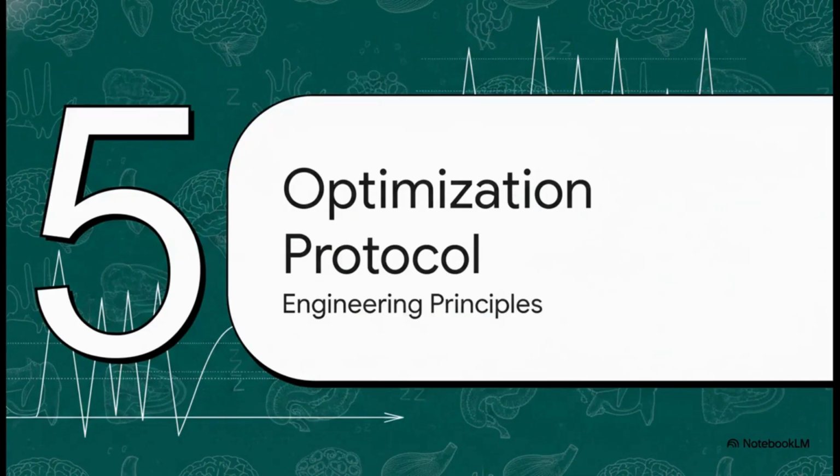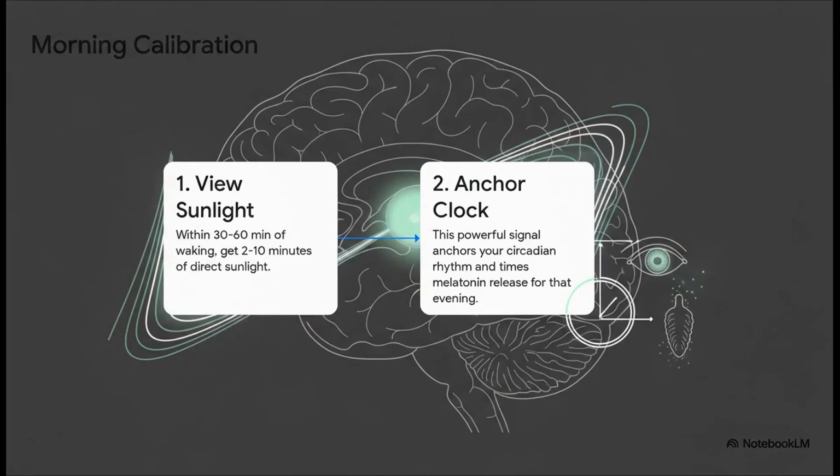Okay, so we've run the diagnostics, we have identified the system failures. Now it's time for the solution, the biological optimization protocol. And let me be very clear, these are not hacks. These are precise engineering principles designed to get your system running optimally. Step 1 begins the moment you wake up. Your first job is morning calibration. Within the first hour of waking, you need to get direct sunlight in your eyes for a few minutes. Why? Because you are sending a powerful good morning signal to that master clock we talked about. This single action anchors your entire 24-hour cycle.